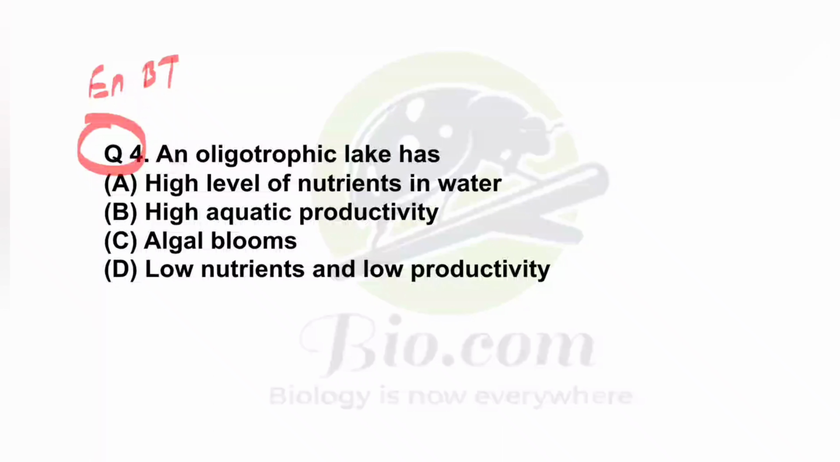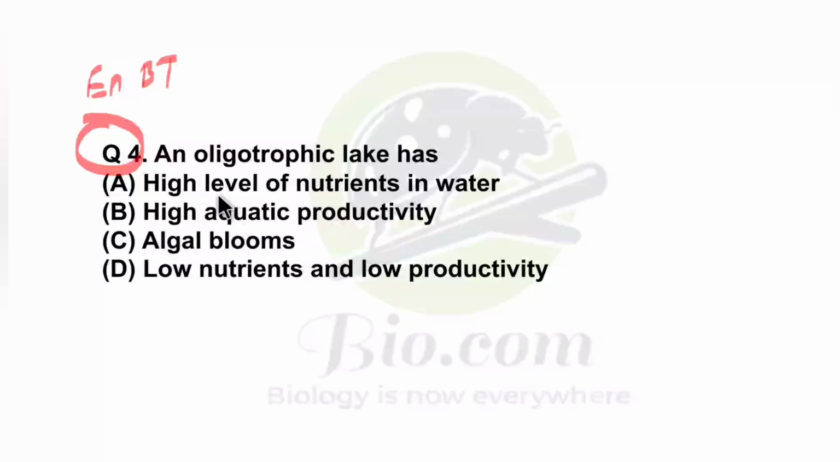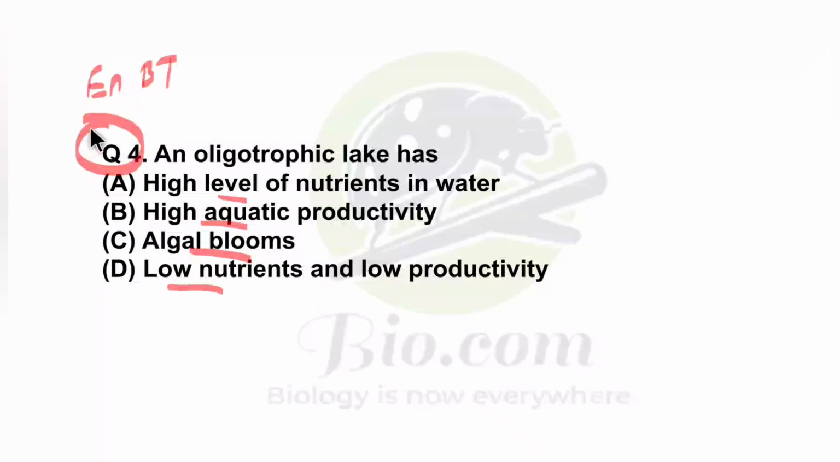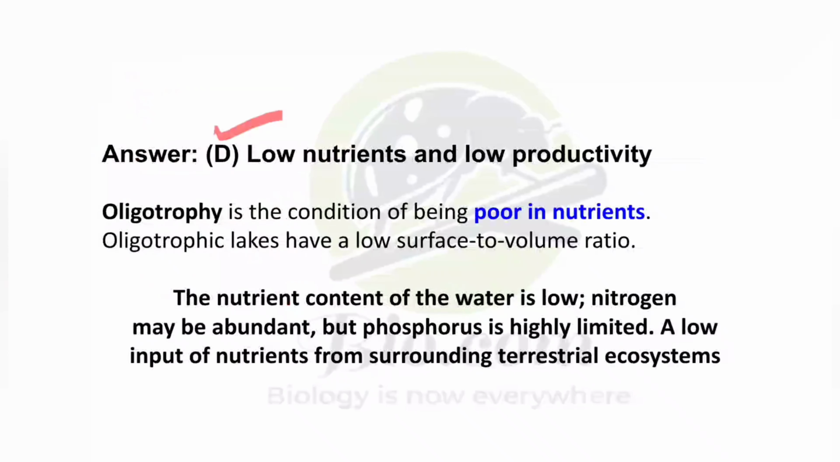An oligotrophic lake has high levels of nutrients in water, high aquatic productivity, algal blooms, or low nutrients and low productivity. So the correct answer is low nutrients and low productivity. This oligotrophic lake means that the lake has low nutrients and hence low productivity. I have already mentioned the explanation also.